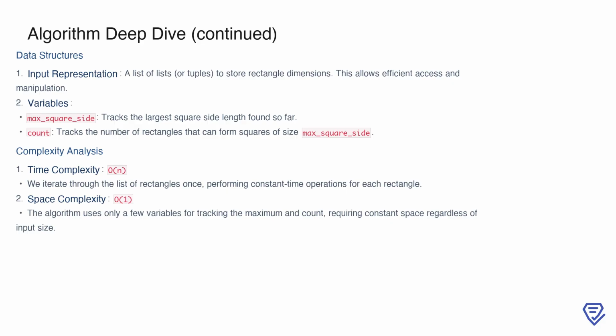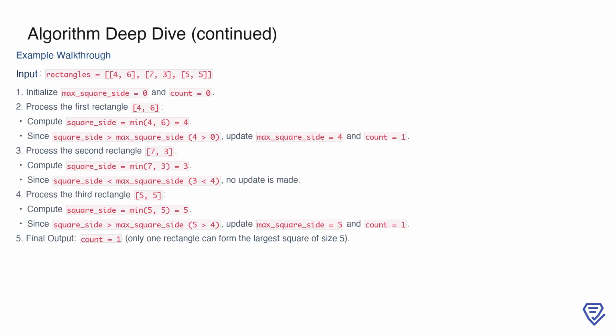The space complexity is O(1), because we only use a few variables to store intermediate results, and no additional data structures are required. This efficiency ensures the algorithm can handle large inputs effectively. Let's go through an example to see the algorithm in action.